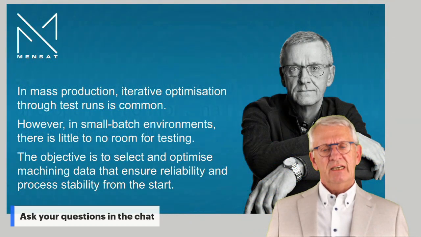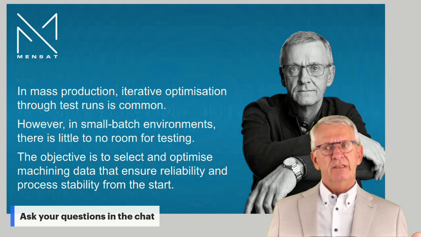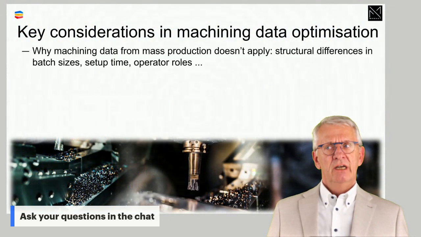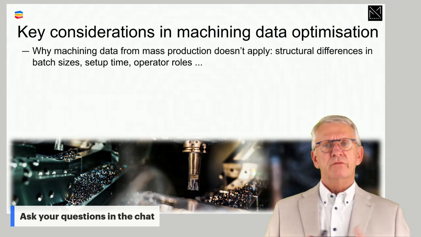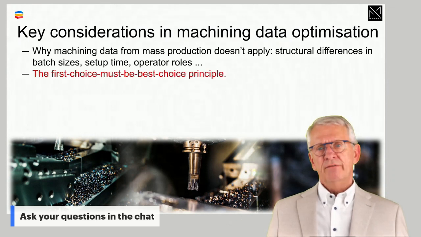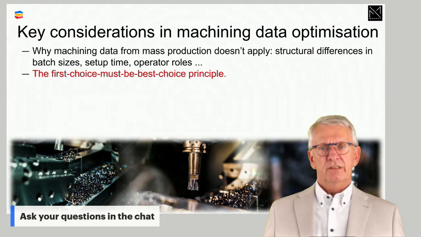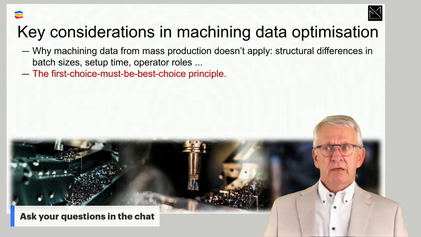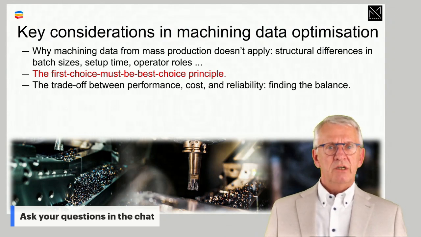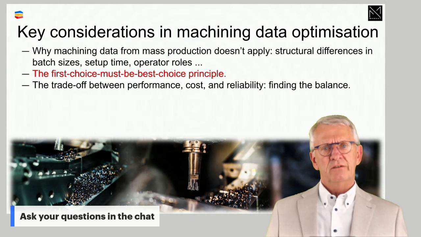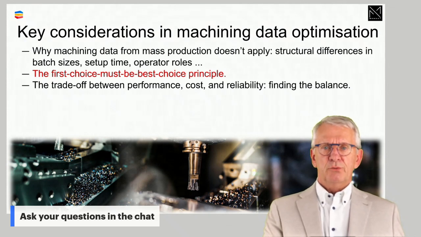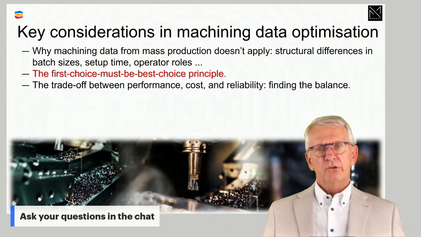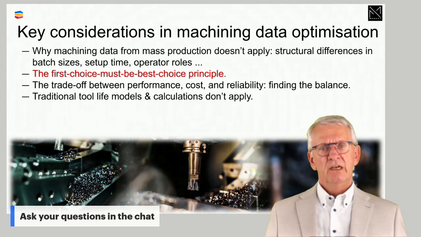Machining data selection, as I already said, in mass production is trial and error testing, and then we find it out. In small batch production, we have to do it differently. Because in mass production, we have a rather standardized operation over a longer time, while in small batch production, every new workpiece can create a different set of demands. First choice must be best choice principle is extremely important. That means we need to find a trade-off between performance and costs and reliability, where performance or cost in mass production are key. In small batch production, reliability has a much bigger impact.